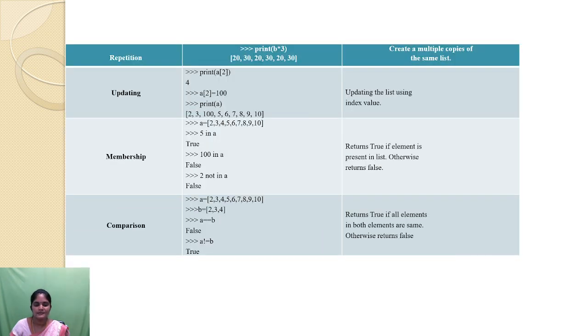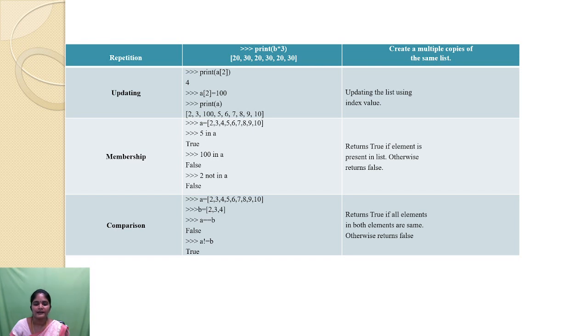Next operation is the repetition. For the repetition we use the asterisk as the operator. Here I include one example, print b star 3. Already in the b list we have the input 20 and 30. So the b list has to be repeated 3 times. Likewise you are given the output statement. The answer will be 20, 30, again 20, 30, again 20, 30.